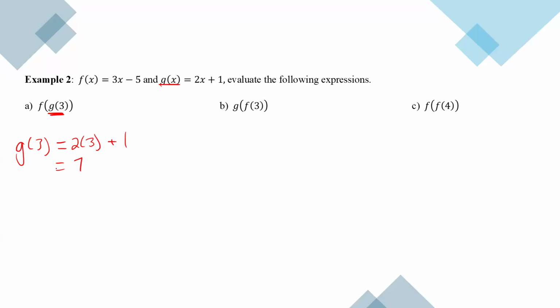What you get from g, you now plug into f. So now we're looking for f of 7. That gives us 3 times 7 minus 5. Now we have 21 minus 5, so our answer is 16. Okay, I'm going to stop. You're now going to do B and C and check with your neighbor.